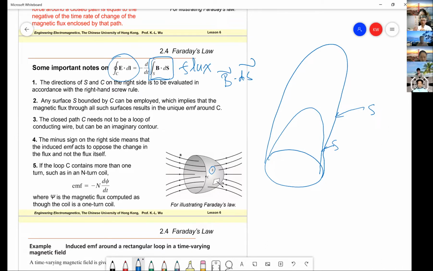Okay, the magnetic field. So if your contour has multiple turns, then your flux change with time, the dΦ/dt, right? And then times the number of turns, and so that equals the EMF we can measure. So EMF is something we can measure.